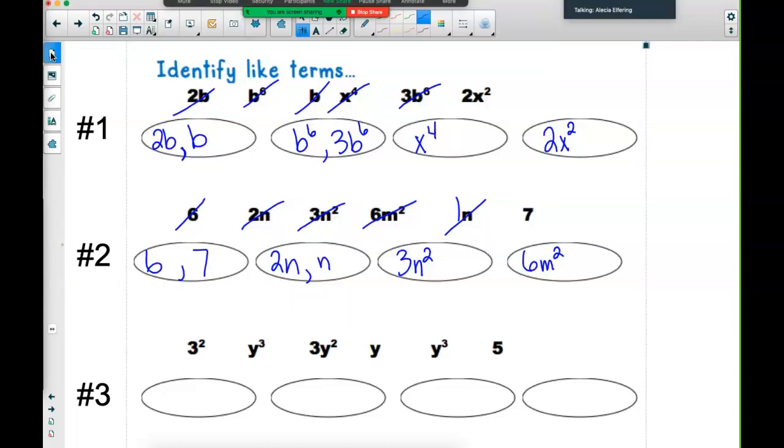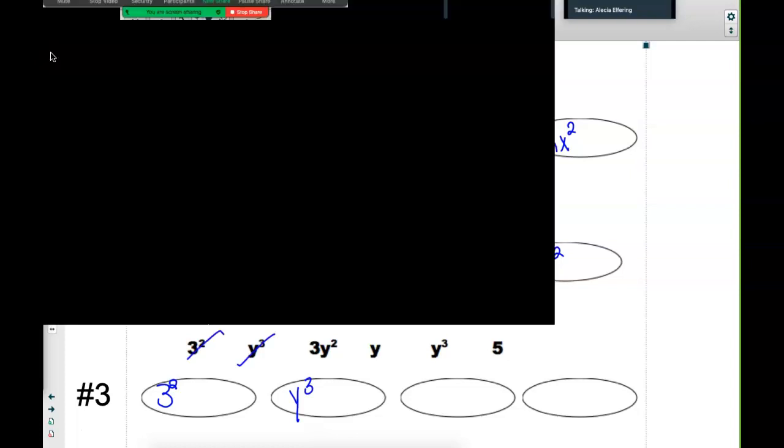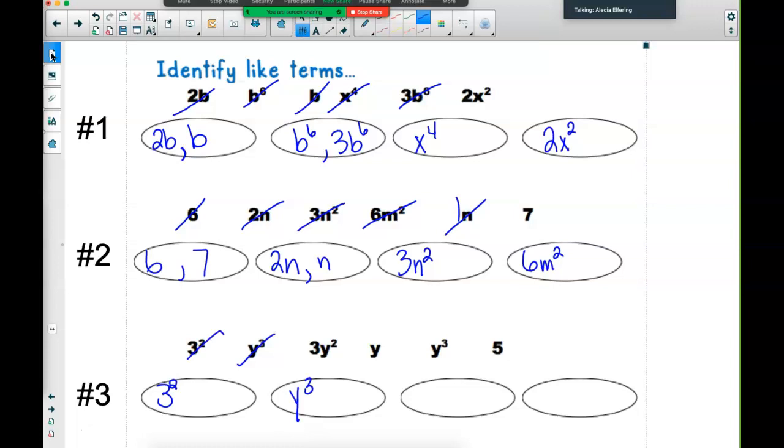Okay, so I'm gonna show you the correct answer. The 3 squared, I'm gonna put in the first circle. The y to the third power can't go with that because this has a y, but 3 doesn't. Got those done. 3y to the second power can't go with either of those. It has a y, but it doesn't have the same exponent. So that's gonna go here.